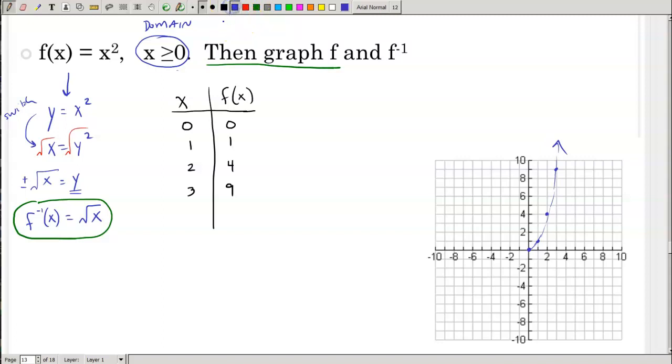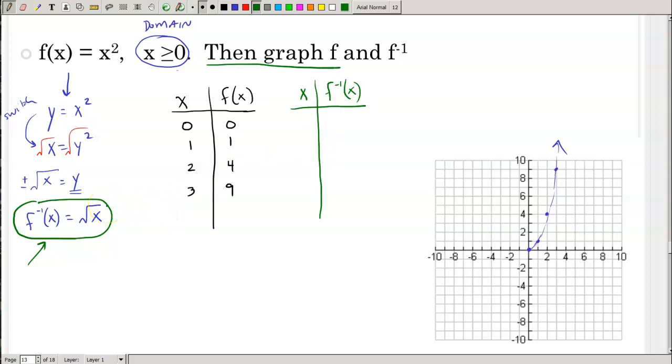Well, there's two ways to think about that. One way is just to look at the inverse that I already have right here, and make another table of values, which I can do. So I'll do that over here. I'm going to make another table of values. This time I'm going to have x and then f inverse of x.